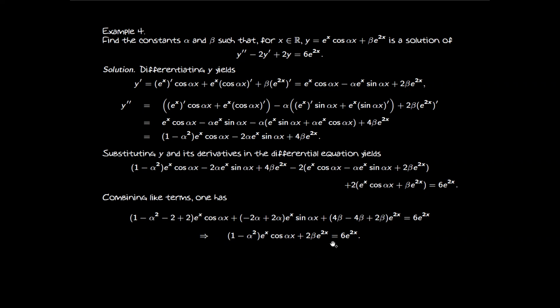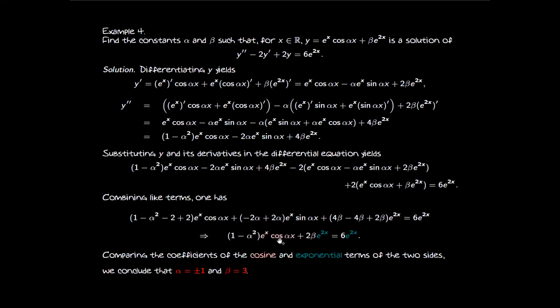And we know this is an identity. So that means you're supposed to get the same number of e to the x times cosine alpha x on both sides. We have 1 minus alpha squared in the left-hand side, but we don't have any in the right-hand side. That means you have 0. To make them equal, that will require 1 minus alpha squared to be 0. Similarly, for e to the 2x, you have to have the same amount in the two sides. That requires 2 beta to be equal to 6.